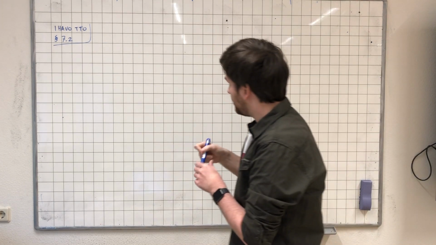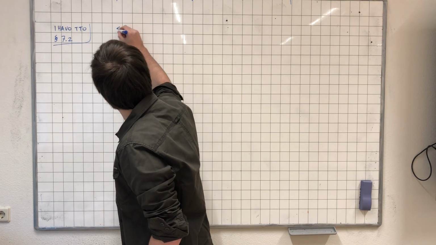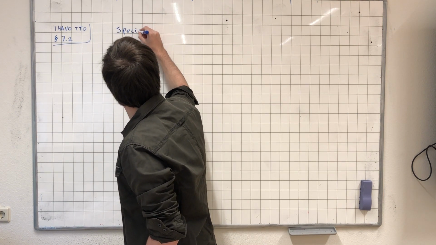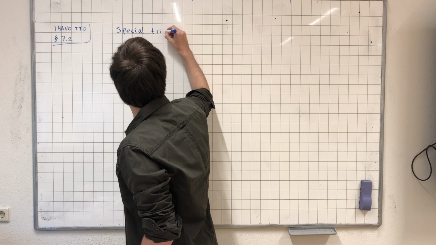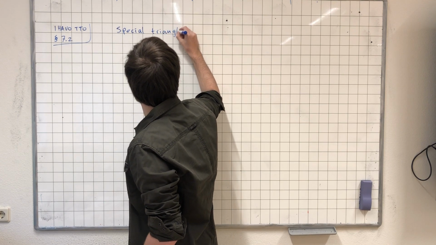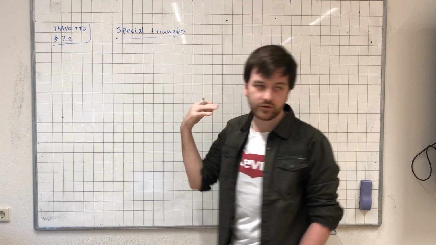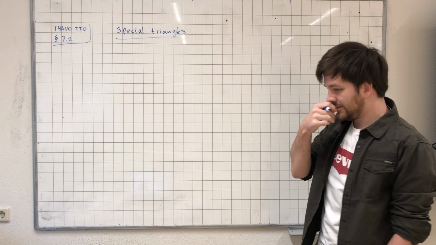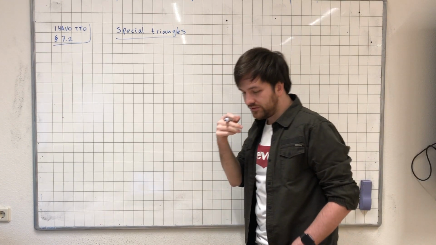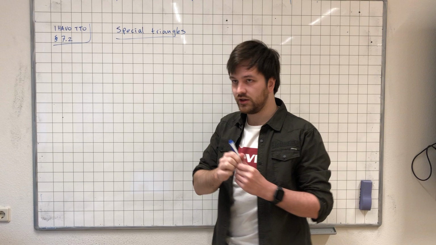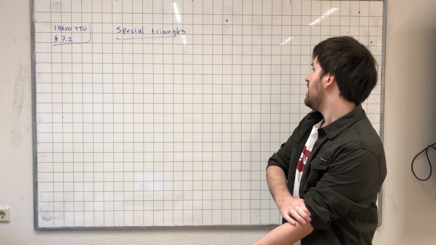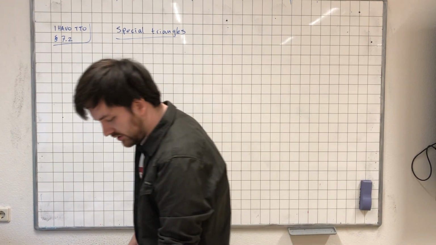And we're going to talk about special triangles. So, what are special triangles? They're not glowing or anything, it's just basically a triangle with some special properties. And there are 3 of them that you have to know.